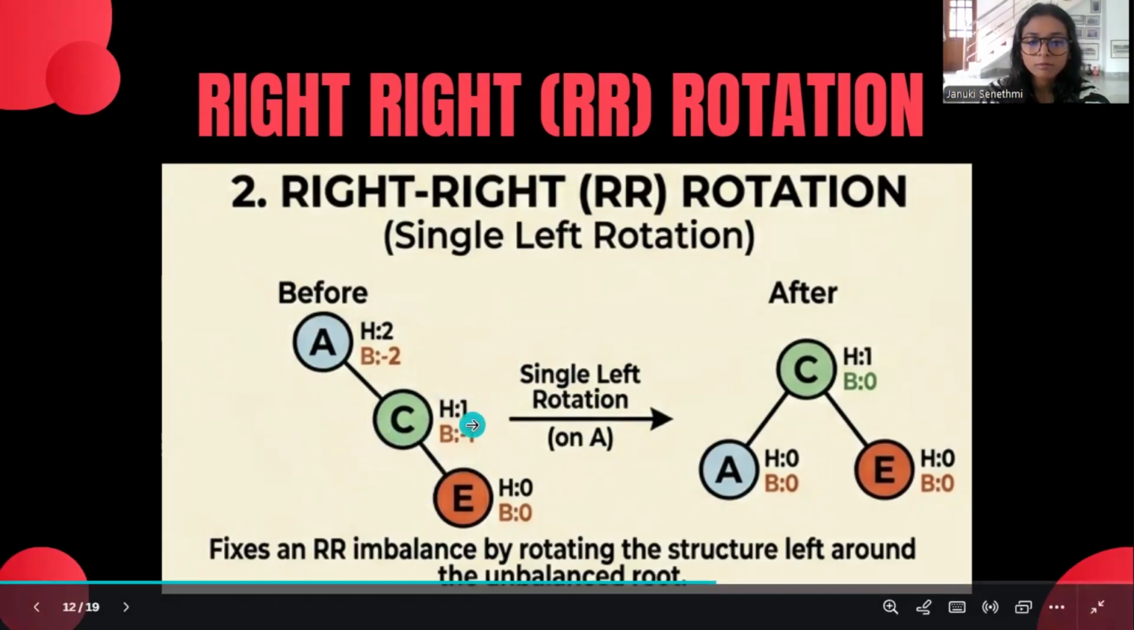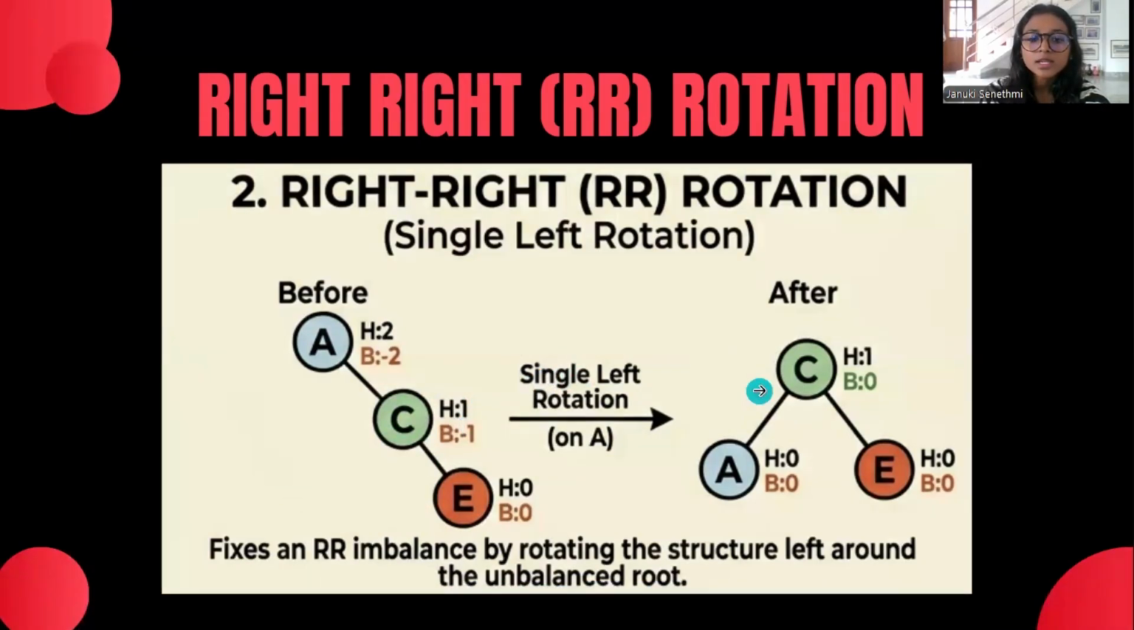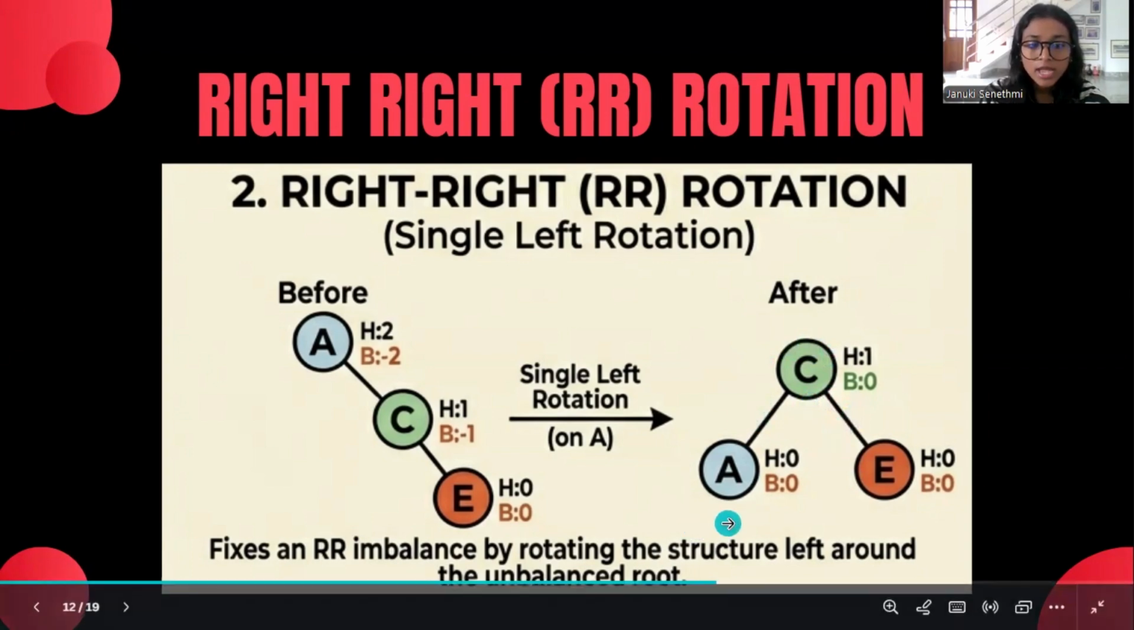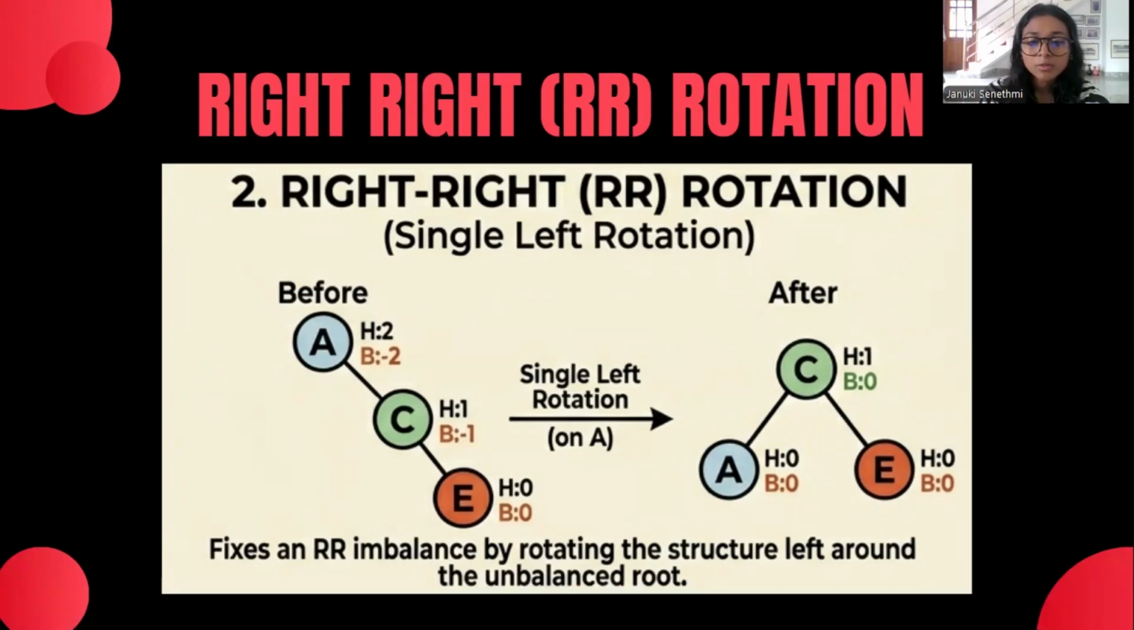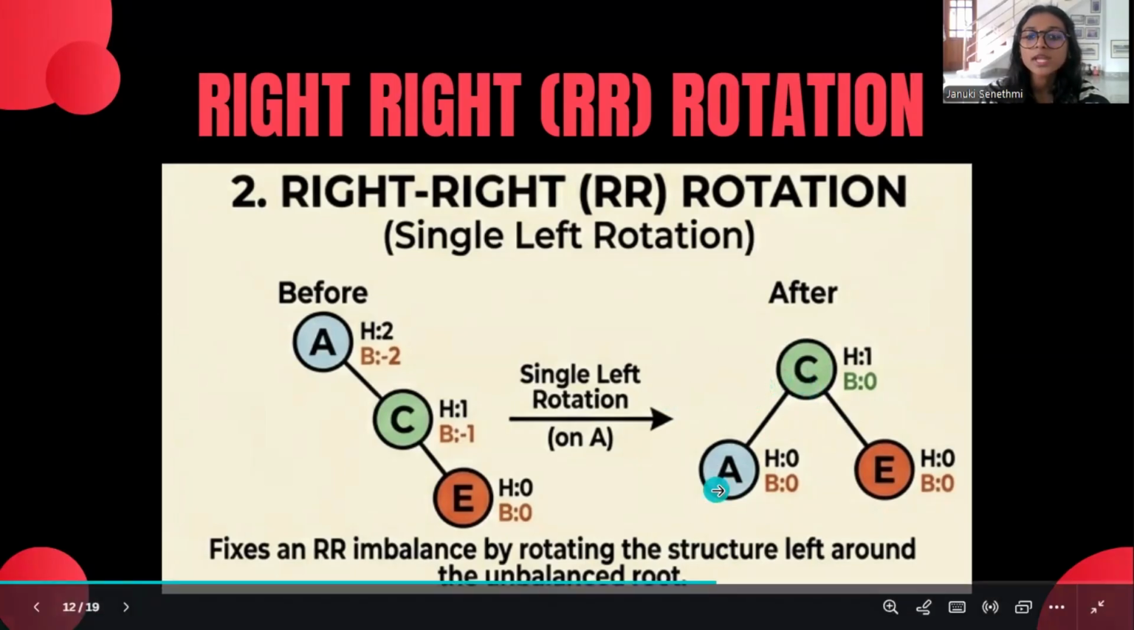To correct this imbalance, we perform a single left rotation on node A. After the rotation, C moves up and becomes the new root, A shifts to the left side, and E remains on the right side. Now all balance factors return to 0, so the tree becomes balanced again. An easy trick to remember is too much right on the right side means rotate left.